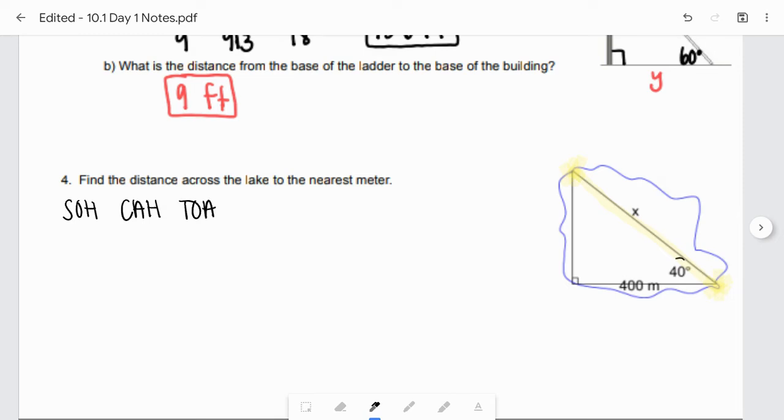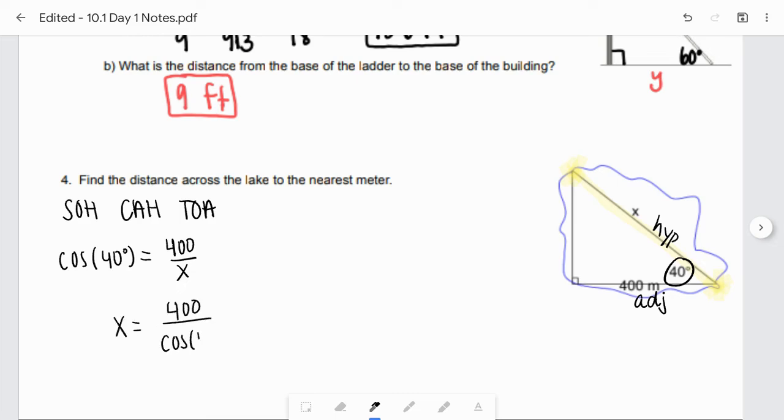And so our angle is 40 degrees, and we have our hypotenuse, and we have our adjacent side. So that would go with cosine. So we have cosine of 40 degrees is equal to 400 divided by x. When we solve for x, we end up having 400 divided by cosine 40 degrees. So this we're going to have to type right into our calculator. Make sure that you change your mode to be degrees instead of radians.